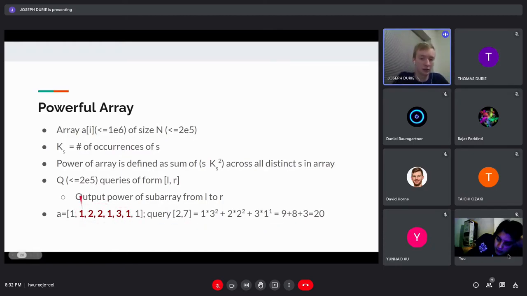And here we're given q queries of the form L R, where you want to output the power of the subarray from L to R.